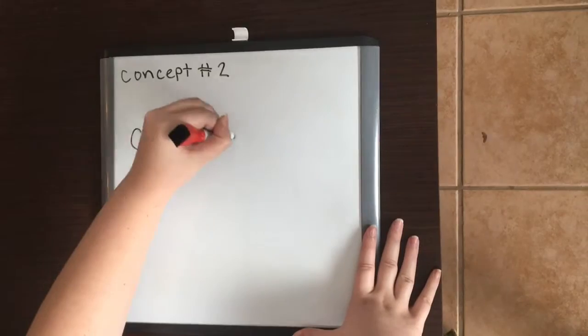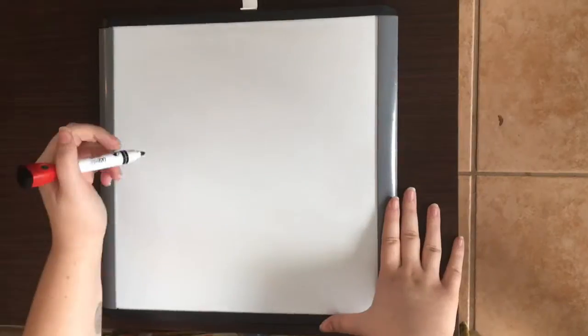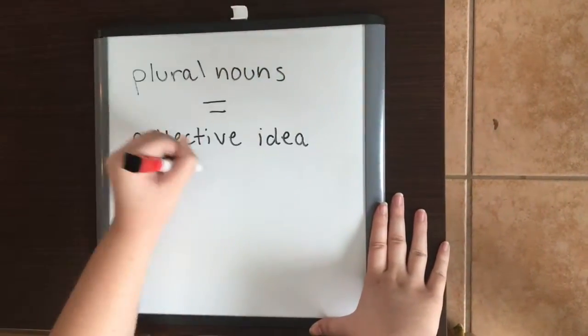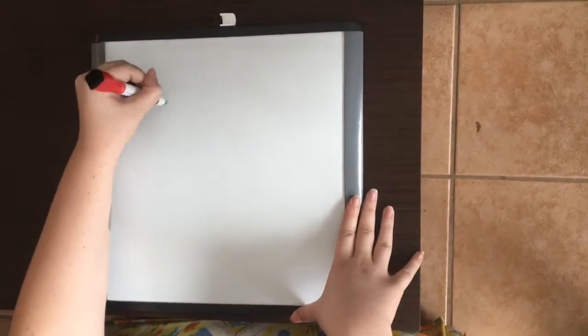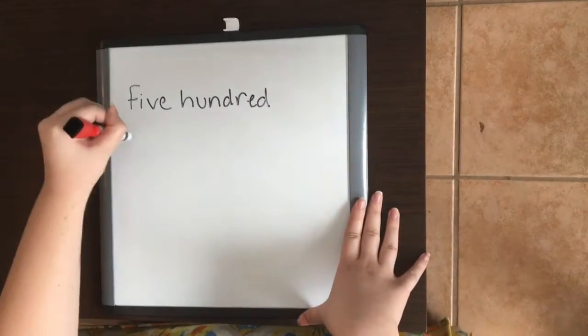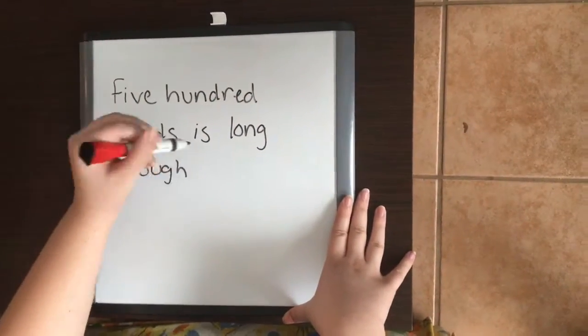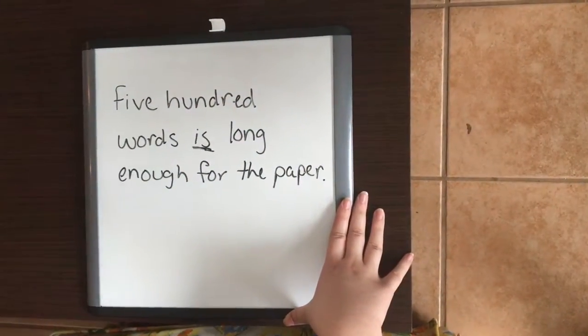Remember the concept of collective idea from earlier. This applies to plural nouns too. Plural nouns that form a singular idea are treated as a singular entity and require a singular verb. Let's take a look at this sentence. 500 words is long enough for the paper. Here, the plural noun, 500 words, is treated as a collective idea, so the singular verb is used.